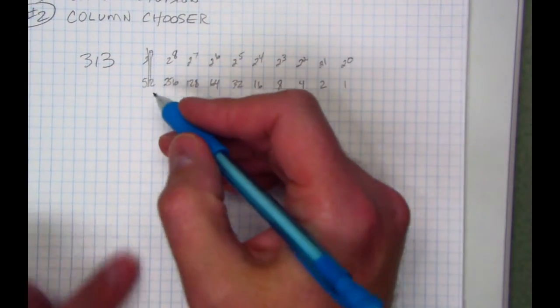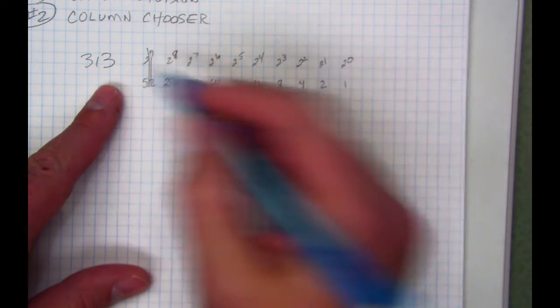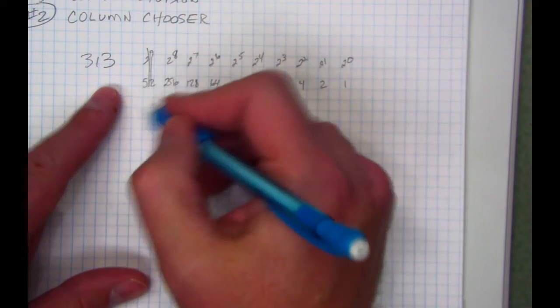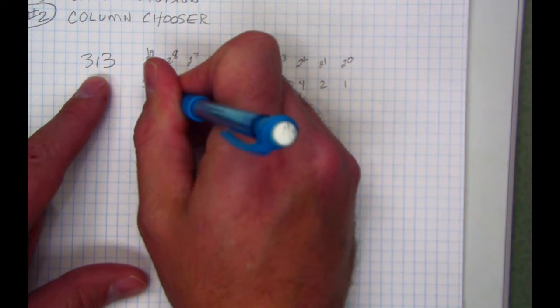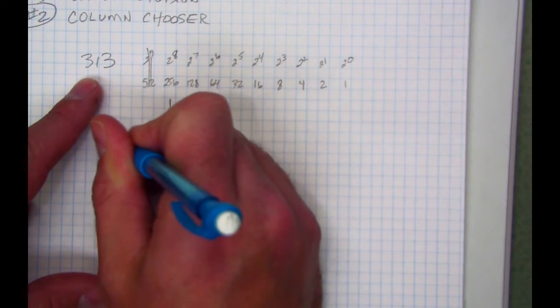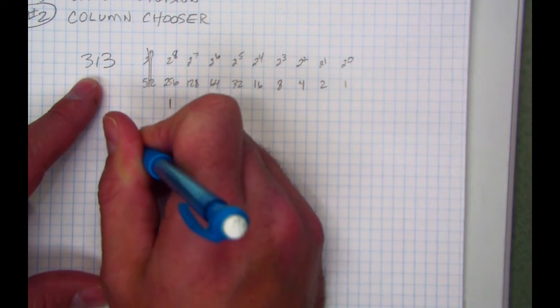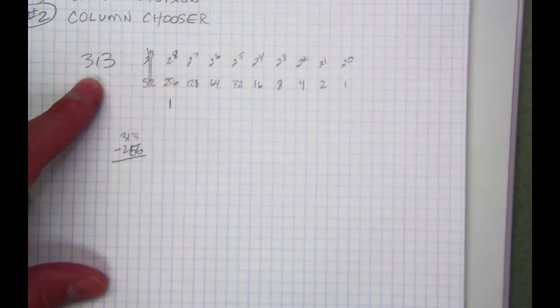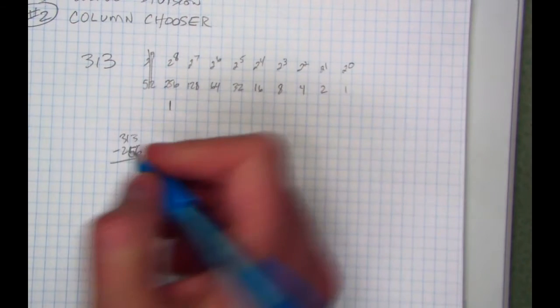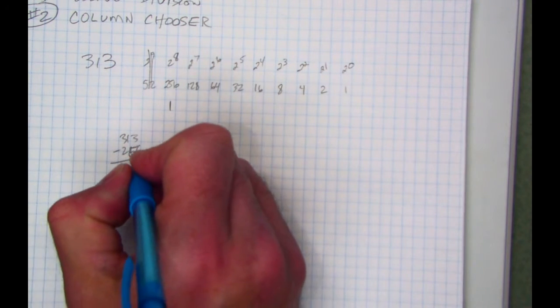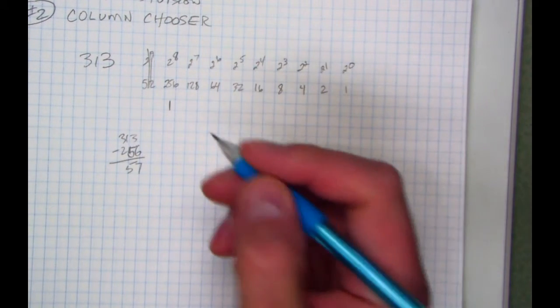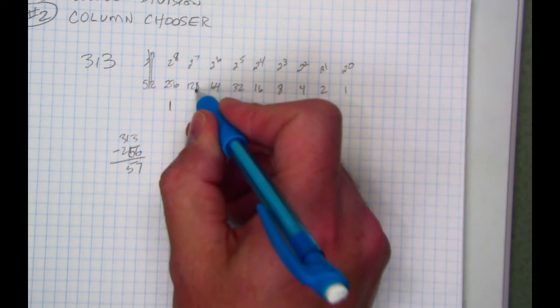All right, so column chooser method. I want to go from 313 to binary. So I look at this, anything to the left of this is 0 anyway. All right, 256. I got to have that one. I need one of those. So I take 313 and I subtract 256, and I see how much is left over. So if I take 313 and do the math in my brain, 313 minus 256 is 57. Yes, 57.